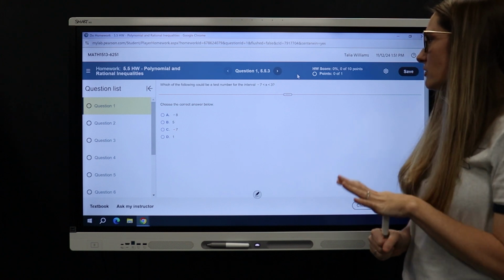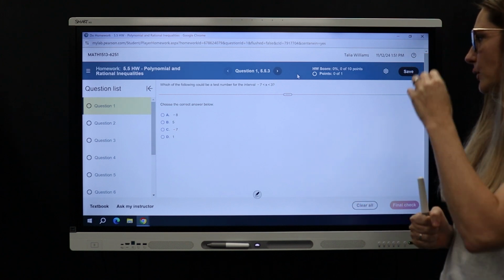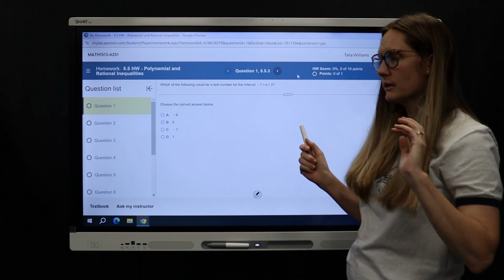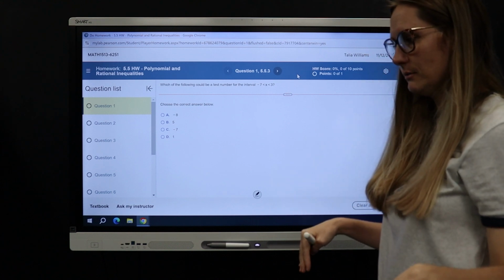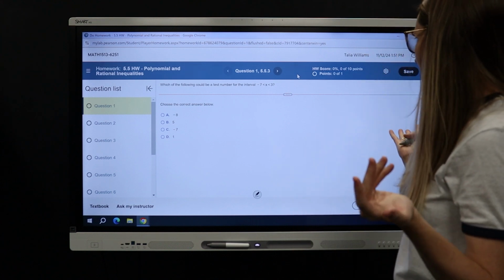Let's just get started. Which of the following can be a test number for the interval? So this is one of those leading questions because we have to pick test numbers in all of our intervals for the next 9 problems.